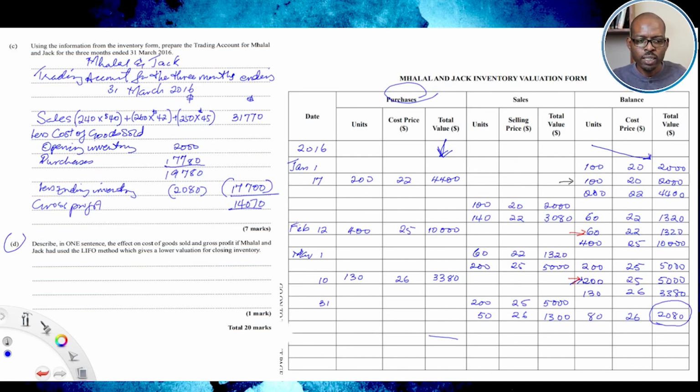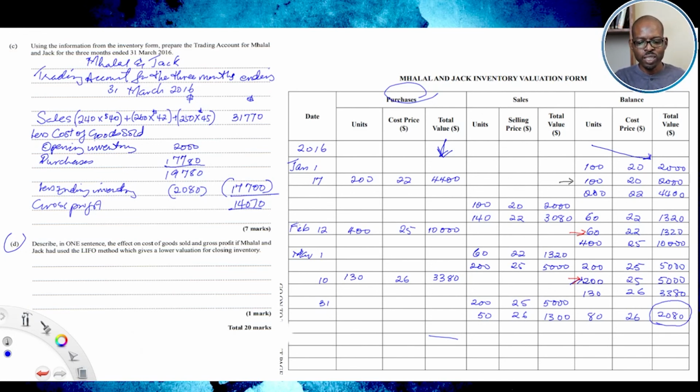Okay, so let's look at part D of the question, which says, describe in one sentence the effect on cost of goods sold and gross profit if Milal and Jack had used the LIFO method, which gives a lower valuation of closing stock. Well, if it gives a lower valuation of closing stock, you have a hint there, right? It gives a lower valuation of closing stock, which will mean a higher cost of goods sold, which will also mean a lower gross profit.